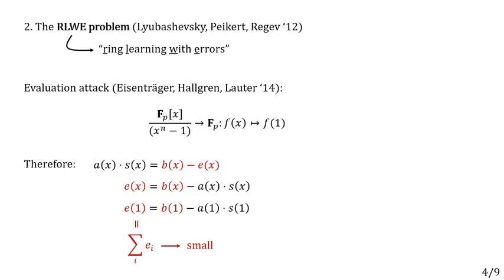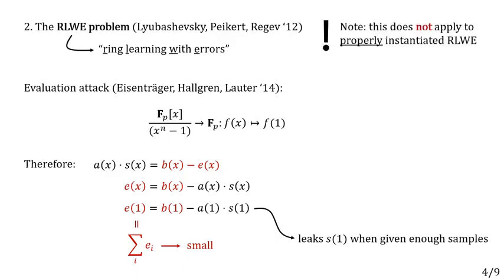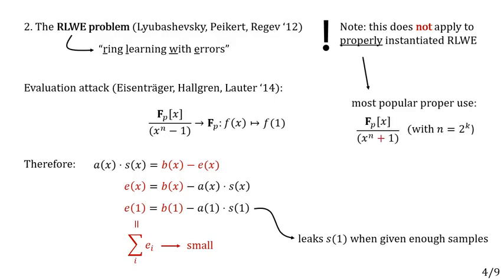Now using this equation, one already can make some guesses for s(1). s(1) should be such that b(1) minus a(1) times s(1) is small. If you are given a number of such samples, then typically this determines s(1) uniquely, and so this leaks s(1). It's not devastating, it doesn't leak the entire secret, but it's something you don't want. Now, I have to stress that this attack does not apply to ring LWE when instantiated properly. The actual definition by Lyubashevsky, Peikert, and Regev is technical, so I won't go into the details here, but it naturally excludes working modulo polynomials of the form x^n minus 1. The most popular and easiest proper instantiation of ring LWE is to work modulo the polynomial x^n plus 1, where n is itself a power of 2. This x^n plus 1 then is a 2-power cyclotomic polynomial. So let's stick to those polynomials from now on.